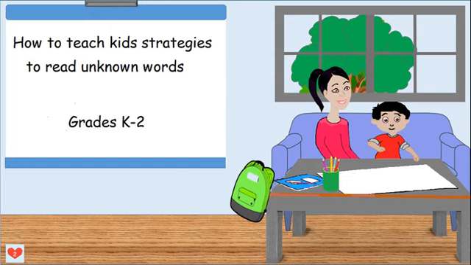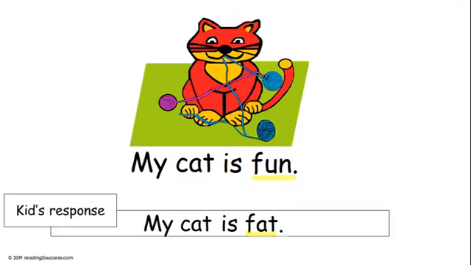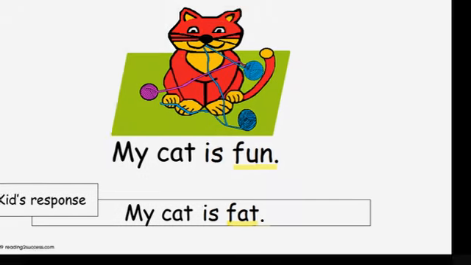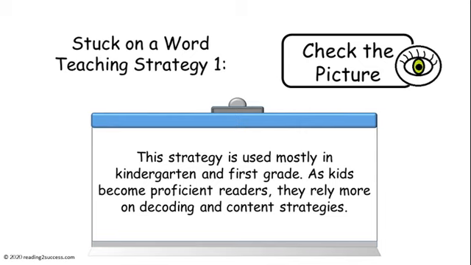How to teach kids strategies to read unknown words. In the first example, the sentence reads, "My cat is fun," but the kid's response is, "My cat is fat." Since this is an example of a beginning reader, the first strategy we will use is check the picture. This strategy is used mostly in kindergarten and first grade. As kids become proficient readers, they will rely more on decoding and content strategies.